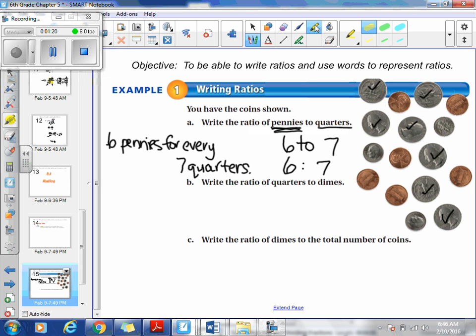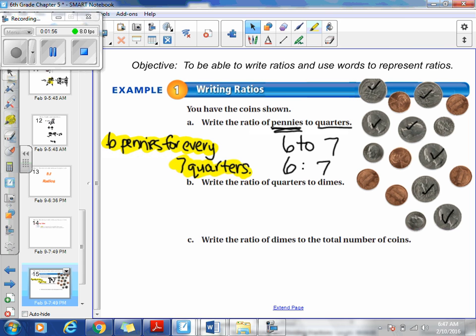We could say that the ratio 6 to 7 means that there are 6 pennies, or 6 of one quantity, for every 7 quarters. So the amount of one quantity with respect to the amount of the other quantity. So 6 pennies for every 7 quarters. Is it possible that we would have 12 pennies and 14 quarters? Yeah, because there would be 6 pennies for every 7 quarters. You could say 6 pennies to every 7 quarters. You could say 6 pennies per every 7 quarters. There are a lot of ways to describe what a ratio means.